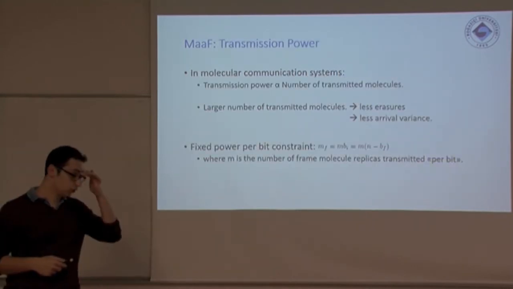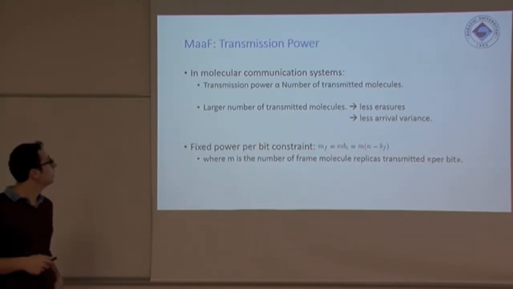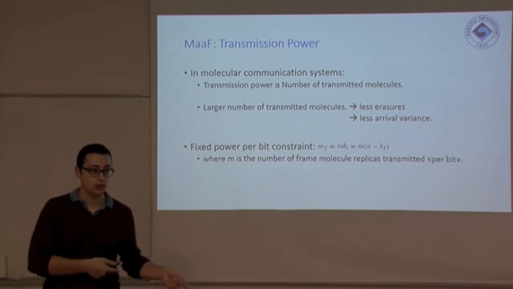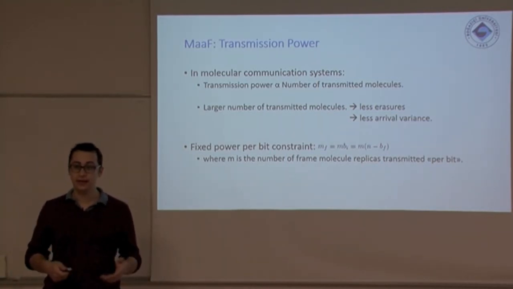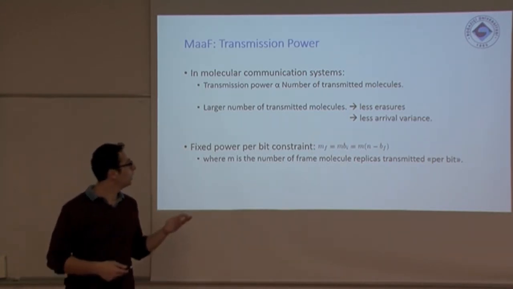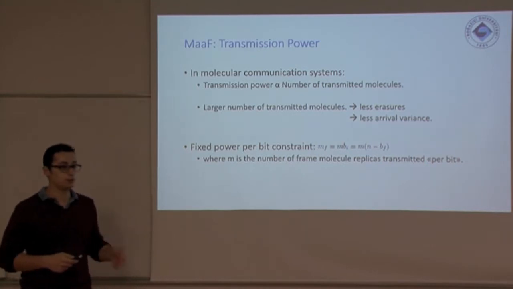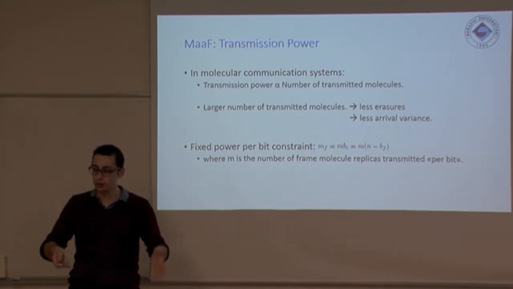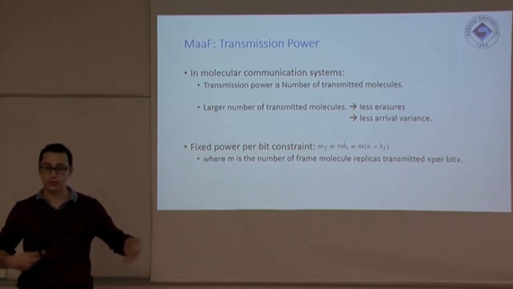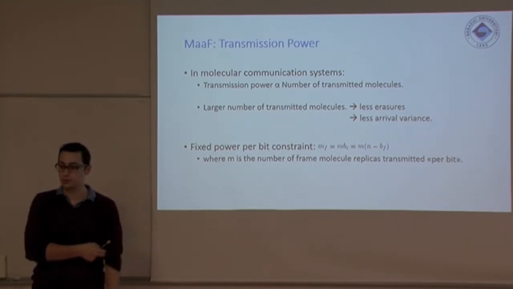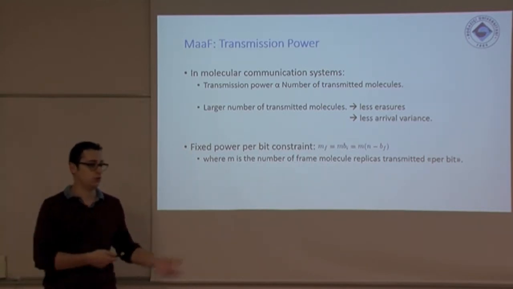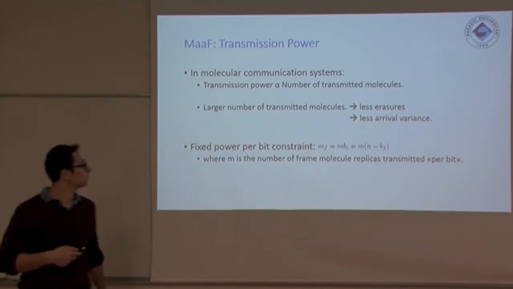Okay. So we have another constraint. Remember, we had the data rate and we had the power, the energy budget. So in molecular communication systems, the energy budget is actually the energy to synthesize the molecules. Because of that, our second constraint is on the number of transmitted frame replicas, because the molecules in our case are frame molecules, right? So the higher amount of them that we want to transmit, the more energy we need to synthesize them, actually.